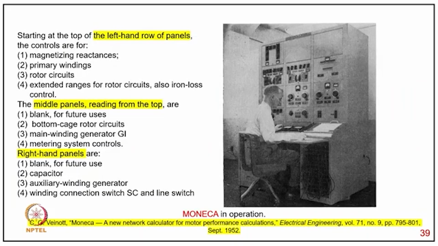So this is a typical example. Starting with the top of the left hand row of panels, the rotor panel: the control for magnetizing reactance, primary winding, rotor circuit, and the action range of the rotor circuit analysis. The middle panel reads: top blank for future, bottom cage rotor circuit, main winding, and metering control. The right hand panel is blank for future use, capacitor, auxiliary winding, and this.